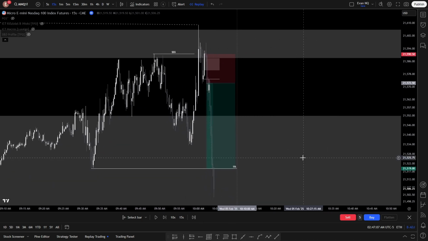Even if you do take opposite bias trades, just be careful, I must say. You have to be very confident in that trade that you're taking and be sure there's enough confluence, enough information that's being shown to you that that trade will work out.